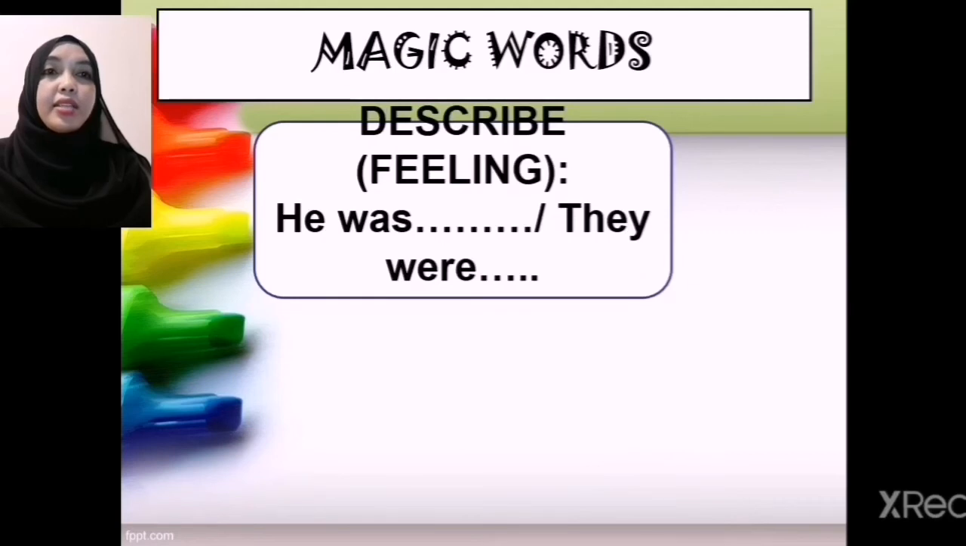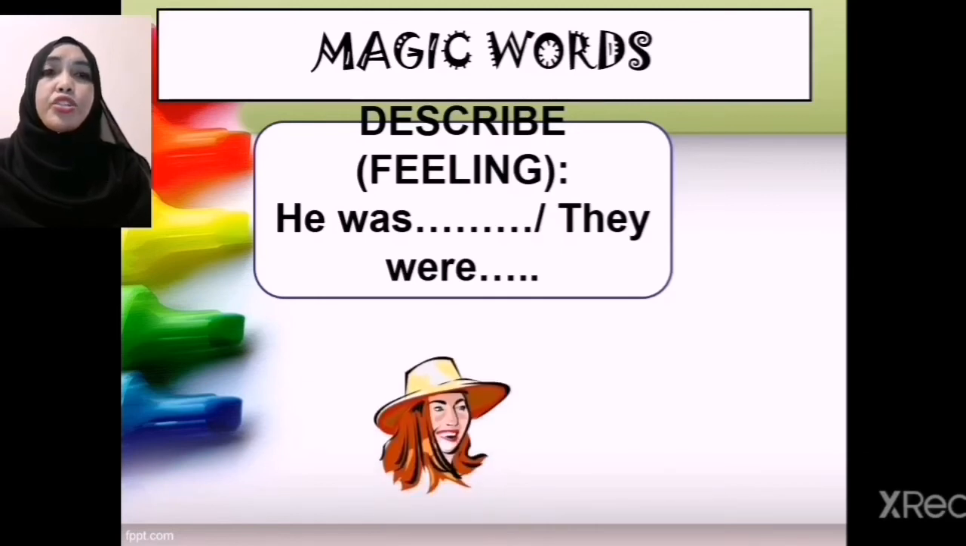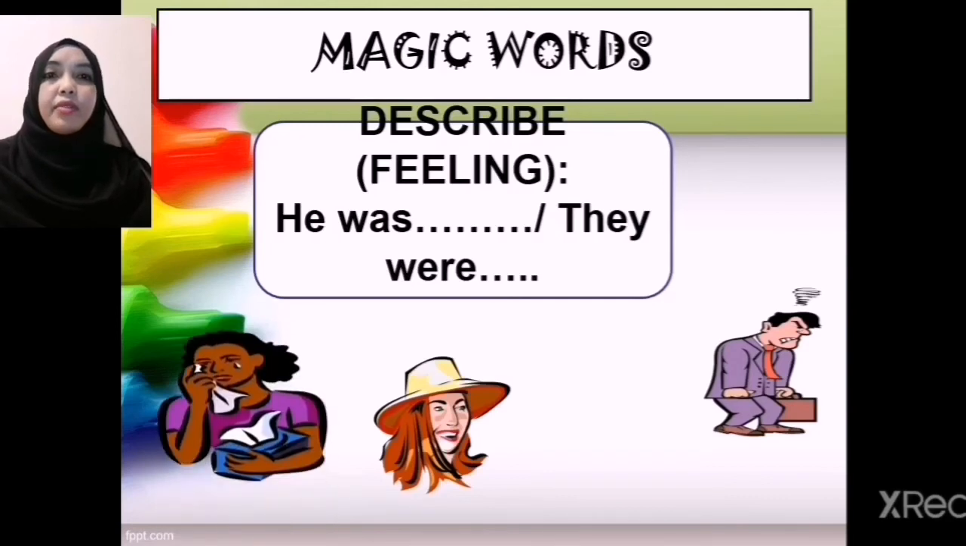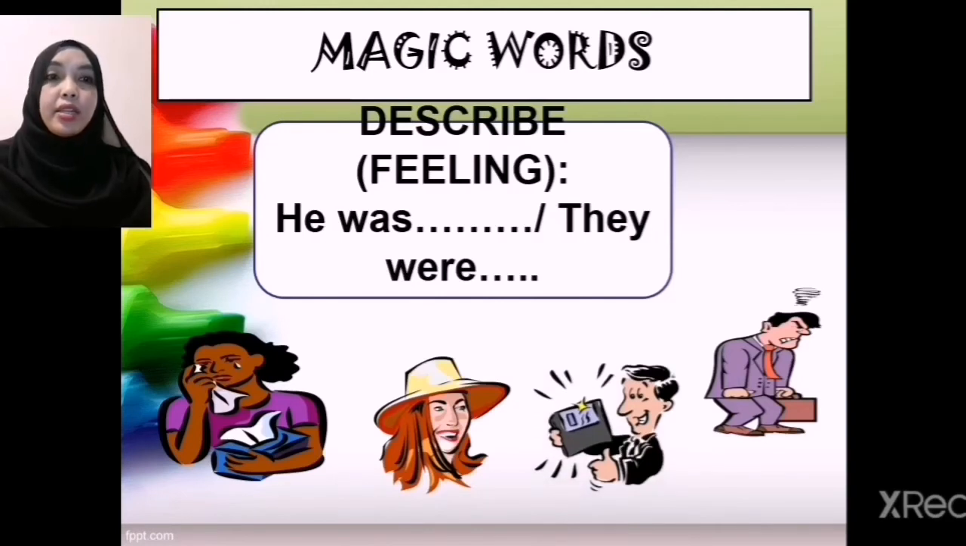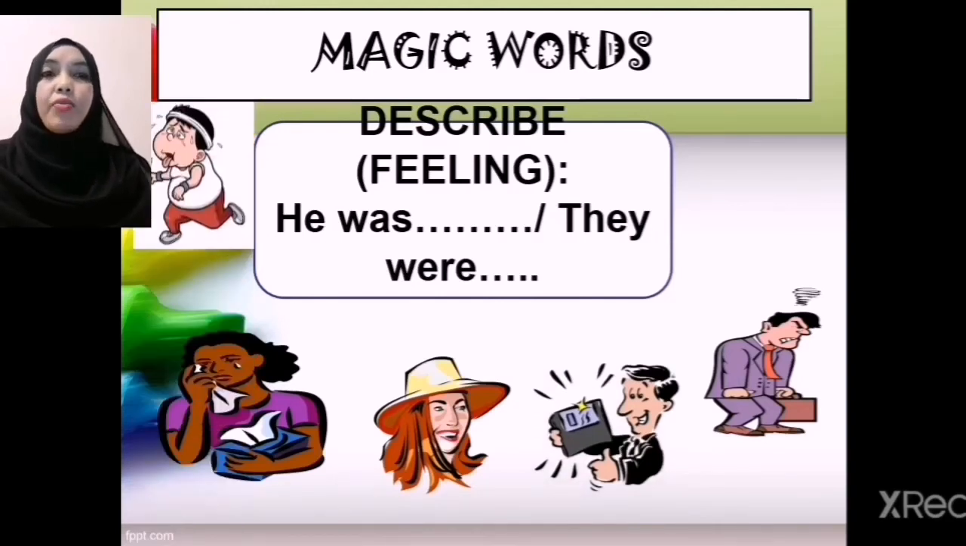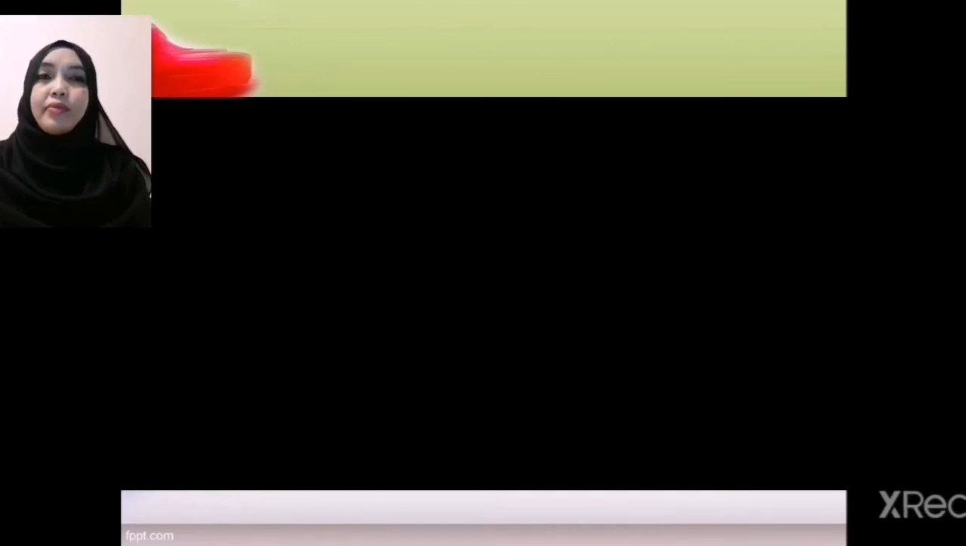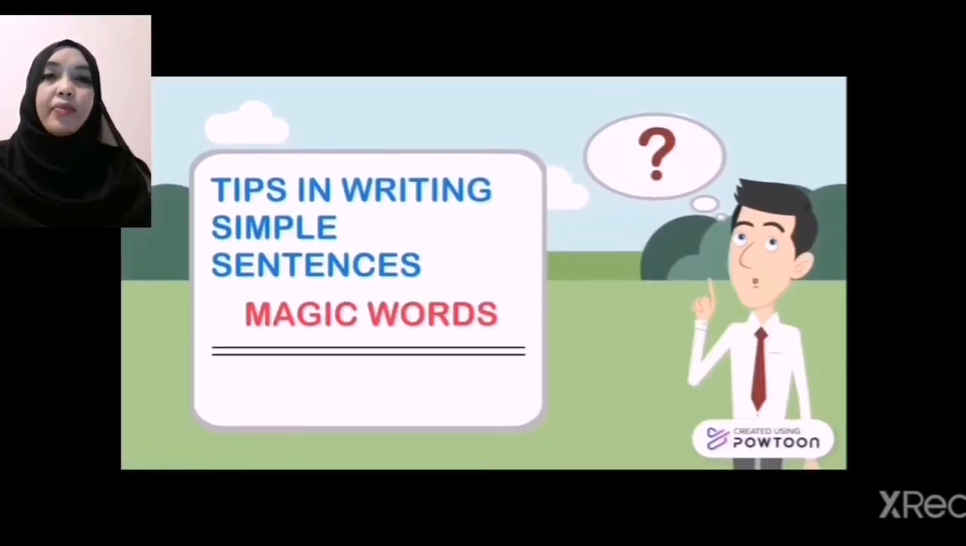Alright, let's answer on your own. And the last one is about feeling. He was or they were. He or she? She was happy. Next, yes, he was angry. She or he? She was sad. He or she? He was happy. And what is happening to that boy? Tired. And the last one, let's revise.